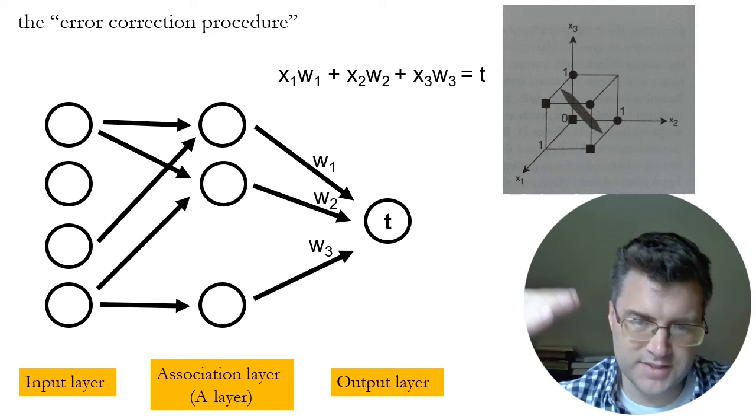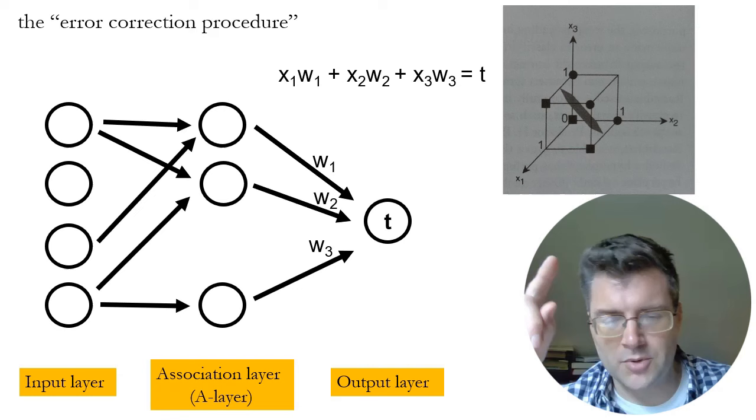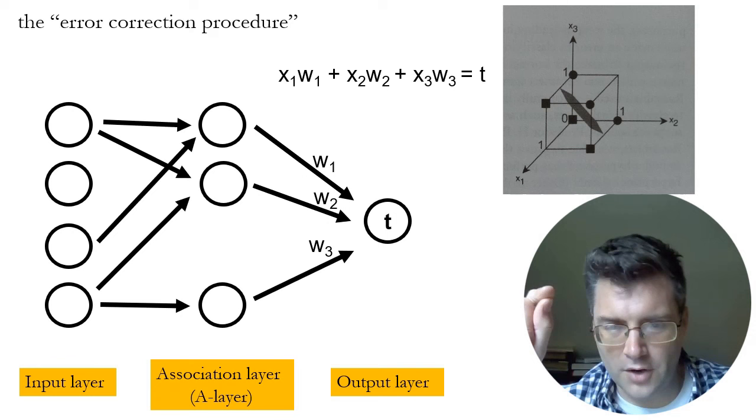And so you see here, I've expressed the relation between the on or off state of those three neurons in the middle, X1, X2, and X3. Each of those X's will equal a 1 or a 0, depending on whether the neuron is on or off.